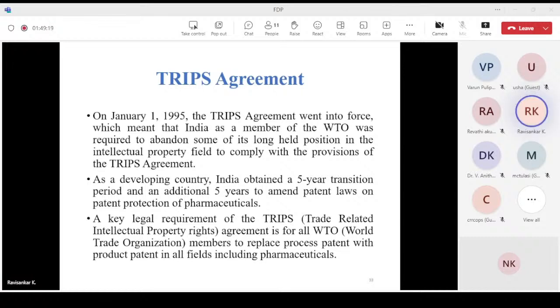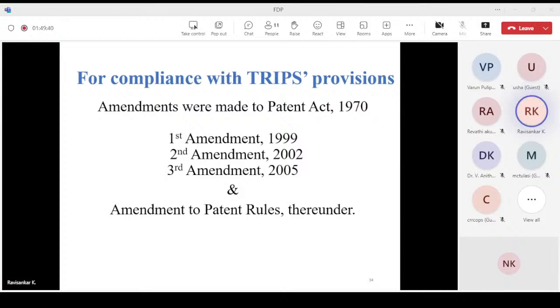The main requirement of TRIPS is for all WTO members to replace process patents with product patents in all fields, including pharmaceuticals. So because of TRIPS, India had to amend the Patent Act and again give patents to drugs and pharmaceuticals. To comply with the TRIPS provisions, we made amendments to the Patent Act in 1999, 2002 and 2005. And again, in 2003, we amended the patent rules.